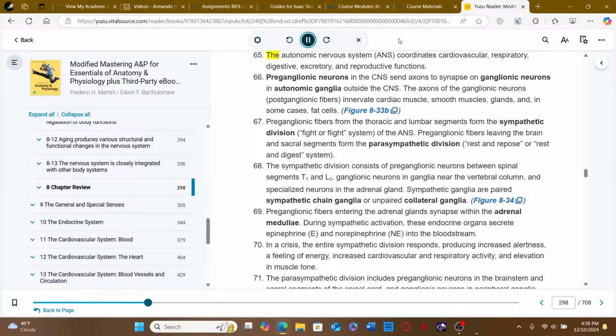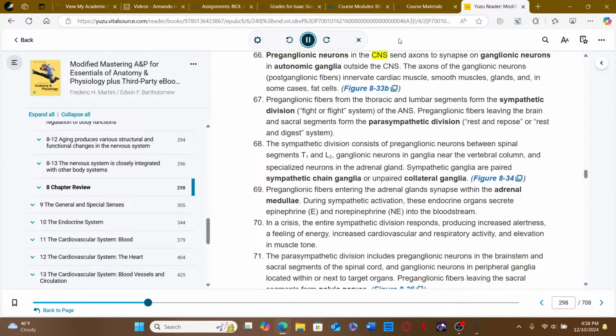The autonomic nervous system, ANS, coordinates cardiovascular, respiratory, digestive, excretory, and reproductive functions. Preganglionic neurons in the CNS send axons to synapse on ganglionic neurons in autonomic ganglia outside the CNS. The axons of the ganglionic neurons, postganglionic fibers, innervate cardiac muscle, smooth muscles, glands, and, in some cases, fat cells.